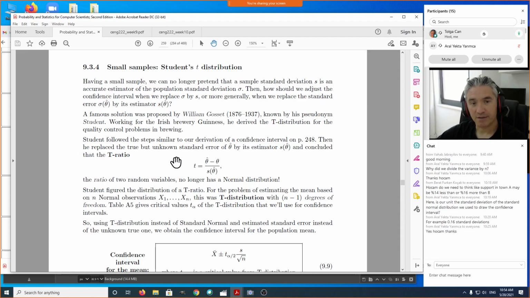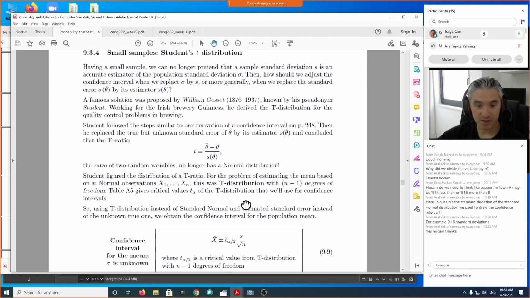So he has figured out that the normal distribution cannot be a very good confidence interval estimate for this. Theoretically, he did the mathematics of this, actually. This ratio of two random variables cannot be considered as a normal distribution. So he came up with Student's t distribution.